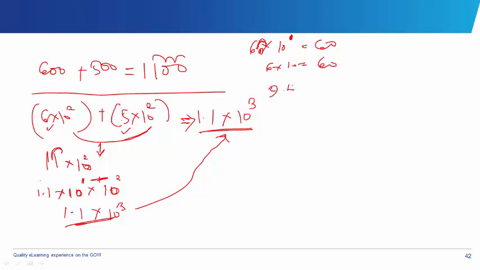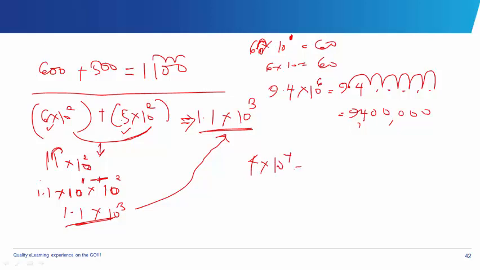Okay, 9.4 times 10 raised to the power 6, expressed in ordinary form. So it will be 9.4. From here, we'll count 6 places to the right: 1, 2, 3, 4, 5, 6, which will give us 9,400,000. By that I mean insert zeros here. So that is 9.4 million.